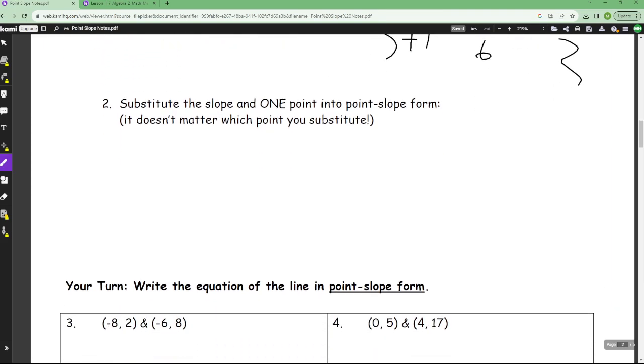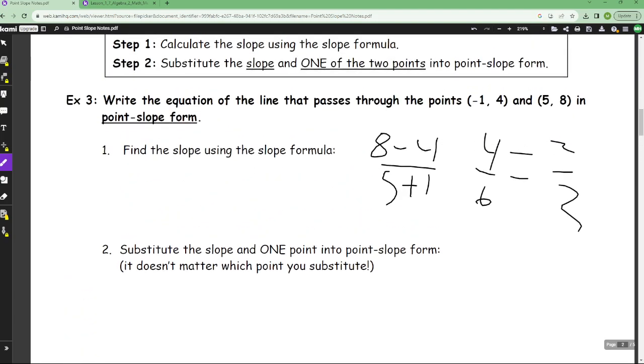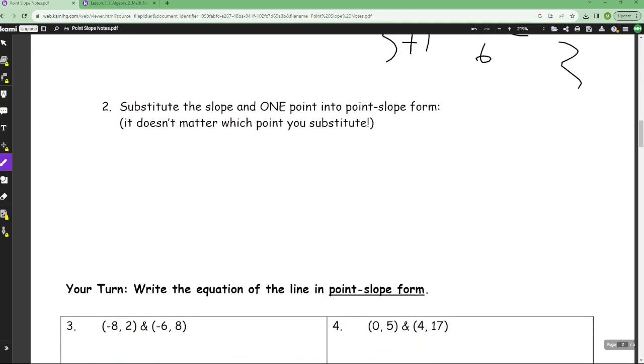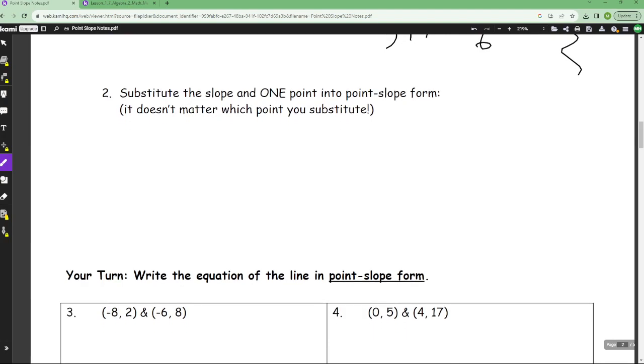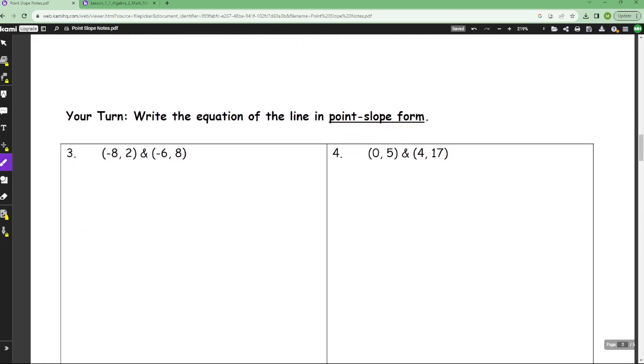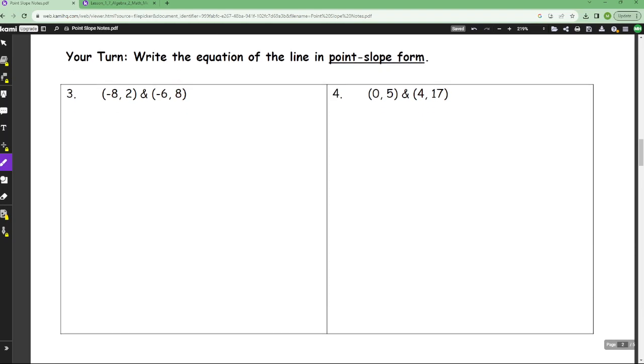So now we're going to substitute the slope and 1 point into point-slope form. We can choose either one. It does not matter. We'll go with negative 1 form. So y minus 4 equals 2/3 times x plus 1, because again, subtracting a negative makes it a positive. Go ahead and try these.